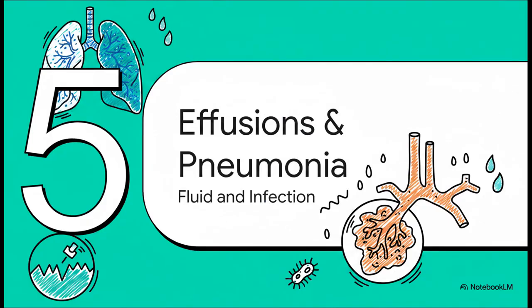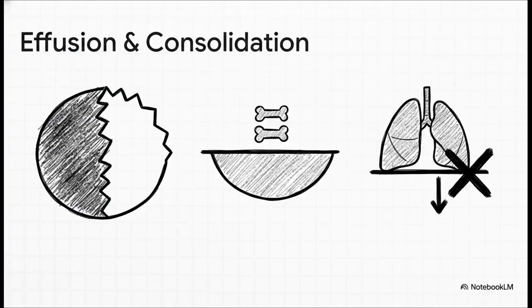Let's move to Section 5, effusions, pneumonia, and consolidation. For our final set of critical pathologies, we're looking at how fluid and consolidation profoundly alter the acoustic windows of the chest. This gives us three really distinct signs. First up is the shred sign. When a lung is consolidated from pneumonia, the border between the infected, solid lung and the healthy, aerated lung looks super irregular and jagged, like it's been shredded.